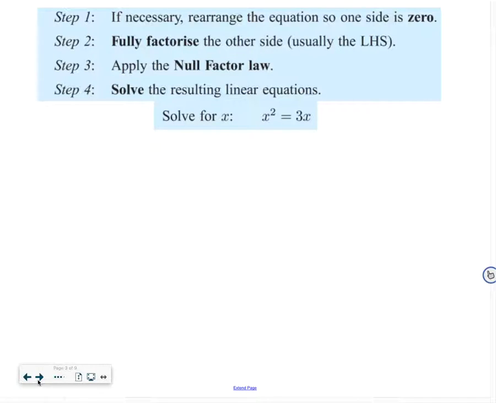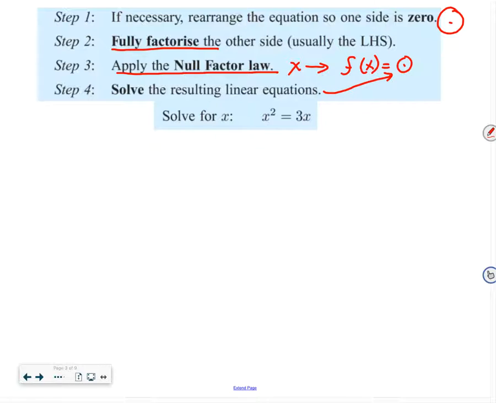Let's look at the steps involved with solving a quadratic. Step 1 is always make sure that one side is equal to 0. After you've arranged your equation so one side is equal to 0, fully factorize it. Then apply the null factor law, which says what values of x will force your function to be equal to 0. Step 4 is solve the resulting linear equations. In this example, I have x squared equals 3x.